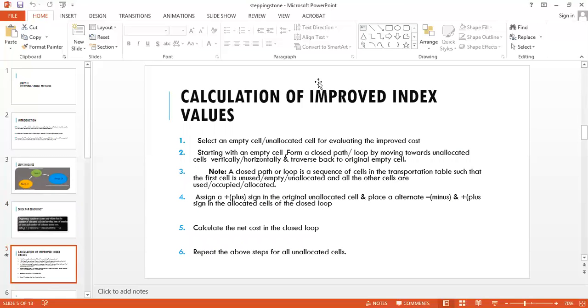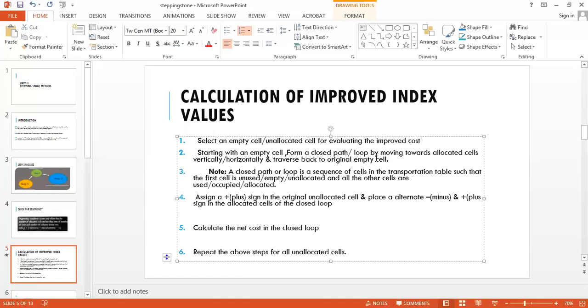The next step is to calculate the improvement index values. Whatever solution is obtained by using those three approaches, we don't know whether it is optimal or not, right? So here, can I improve that particular solution, or can I reduce the transportation cost by adding a unit cost value in an unallocated cell? There are various steps for that.